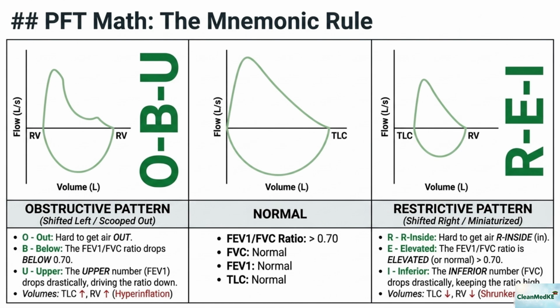For a restrictive pattern, think REI. It's hard to get air R inside. The ratio remains elevated, or normal, greater than 0.7, and it is the inferior number, FVC, that drops most, keeping the ratio high. These lungs appear miniaturized on the graph, with decreased volumes.